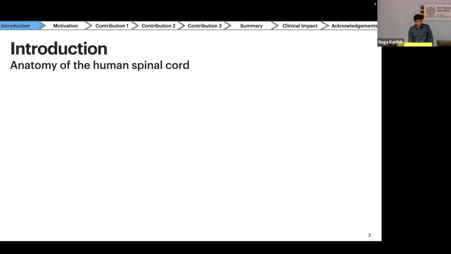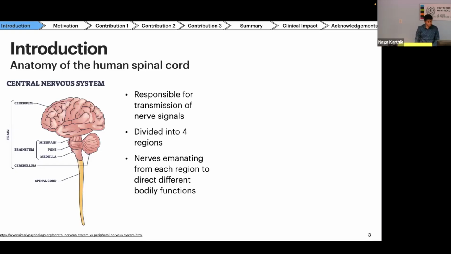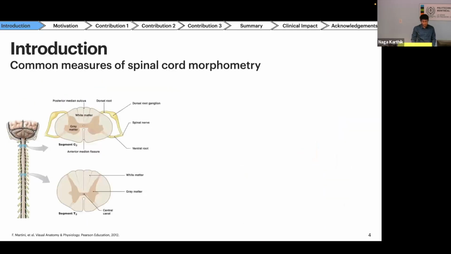So the spinal cord is part of the central nervous system, consisting of both the brain and the spinal cord, and it acts as a communication pathway between the brain and the rest of the body. It is divided into 4 regions: cervical, thoracic, lumbar, and sacral, and there are nerves coming out from each of the regions that direct different bodily functions. So this is a cross section of the spinal cord. We can see a butterfly-shaped structure, which is the gray matter, surrounded by the white matter, and the nerves that we saw before are coming out of this cross section.